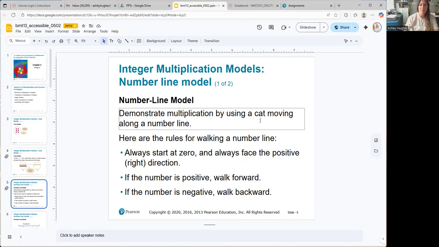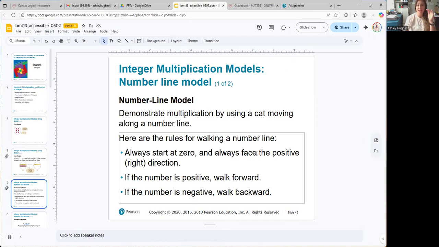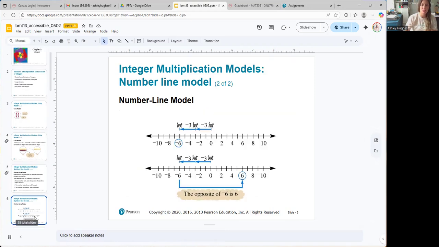Demonstrate multiplication by using the cat moving along a number line. Here are the rules for walking. Always start at 0 and face the positive direction, which is right. If the number is positive, you walk forward. If the number is negative, you walk backwards. That's just a way of modeling integers for students.